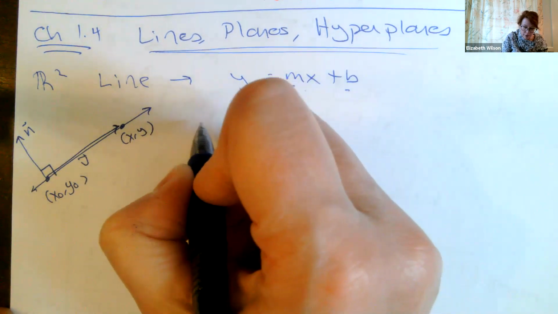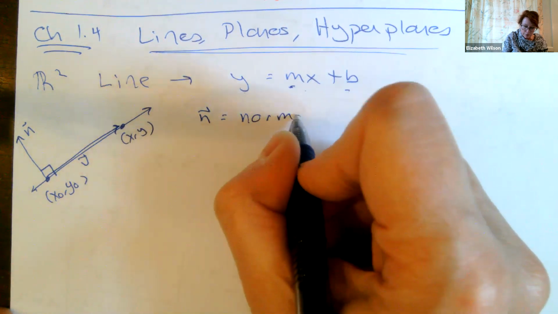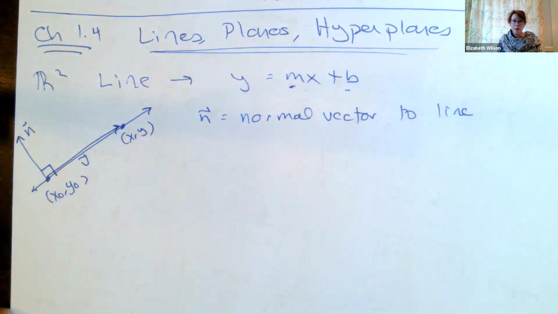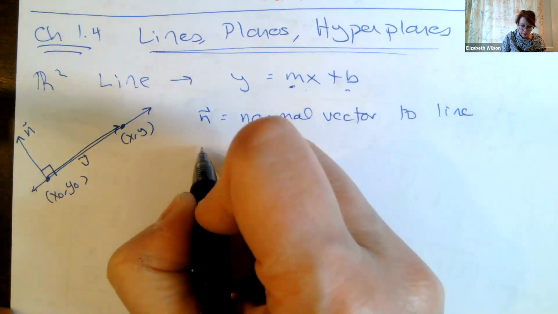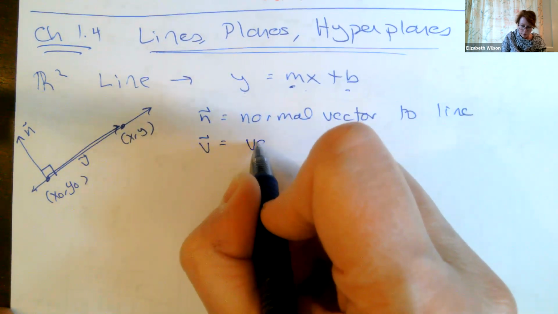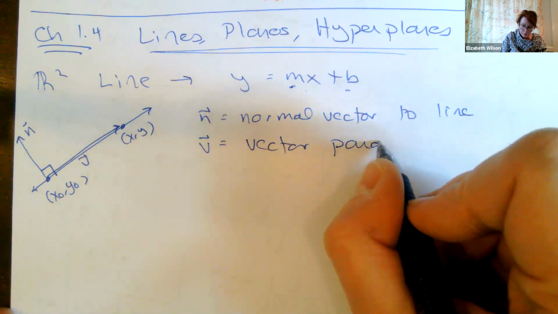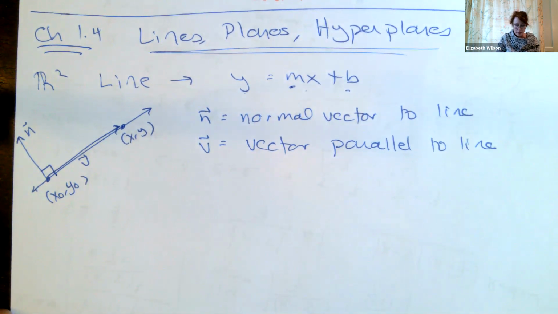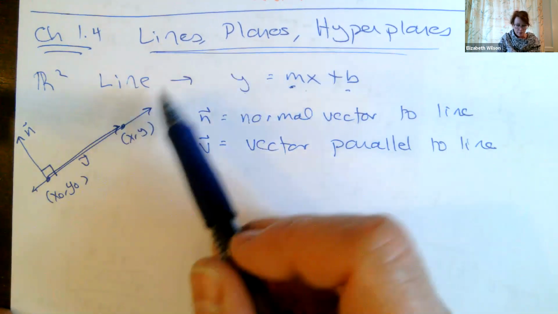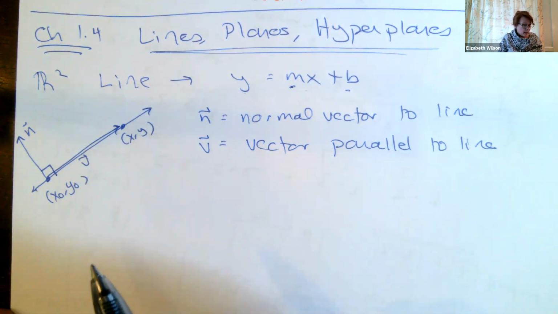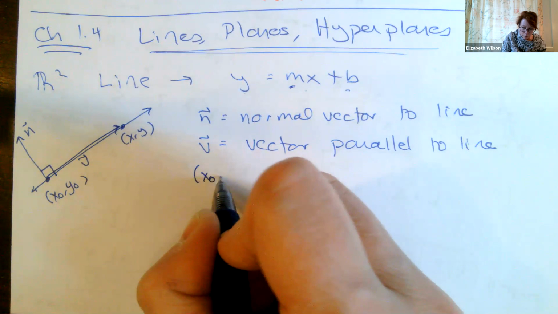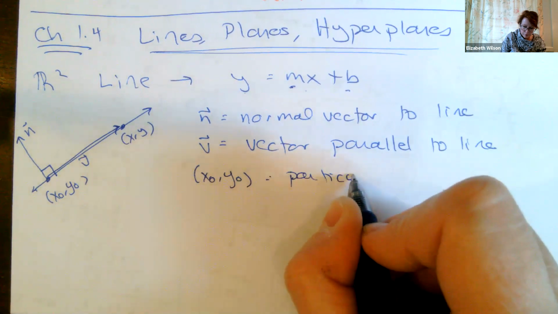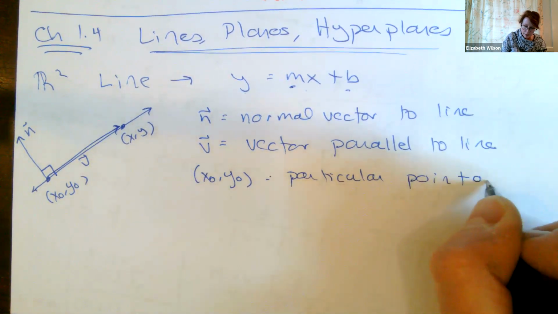So n is our normal vector to the line. I would say n is perpendicular to my line. n is going to be perpendicular to my vector that's on the line, but we say the vector is parallel to the line. This basically means our vector is on the line, but we call it parallel because it can be scalar multiples of this vector, but it's essentially parallel to this line. Okay, x naught, y naught is a particular point on the line. Typically we're given that.